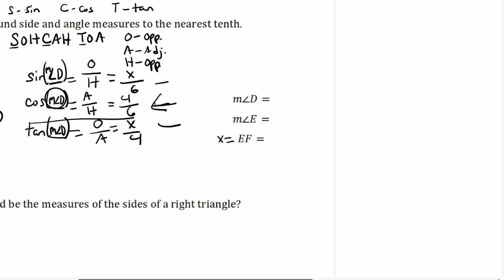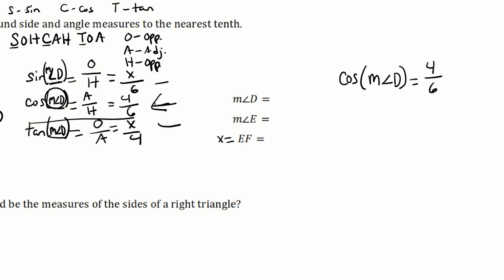I'm just teaching you a mini lesson, but now let's apply it. So we have cosine of the measure of angle D is equal to adjacent over hypotenuse, which is 4 over 6. Now we want to solve for the measure of angle D. To do that, I have to get rid of the cosine. The only way to get rid of cosine is to do something called the cosine inverse.